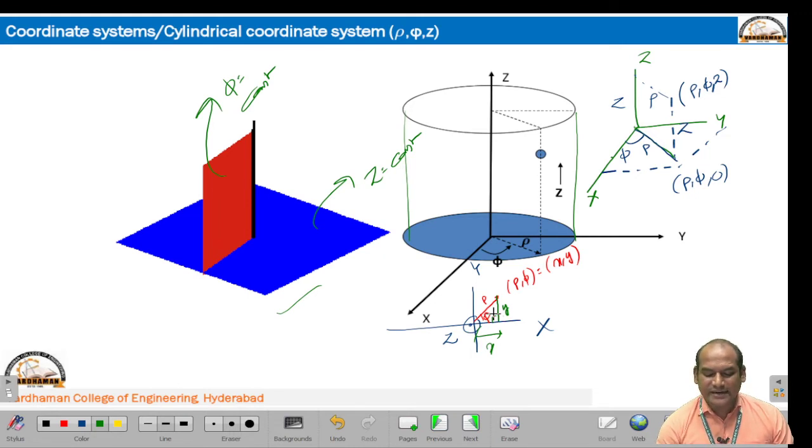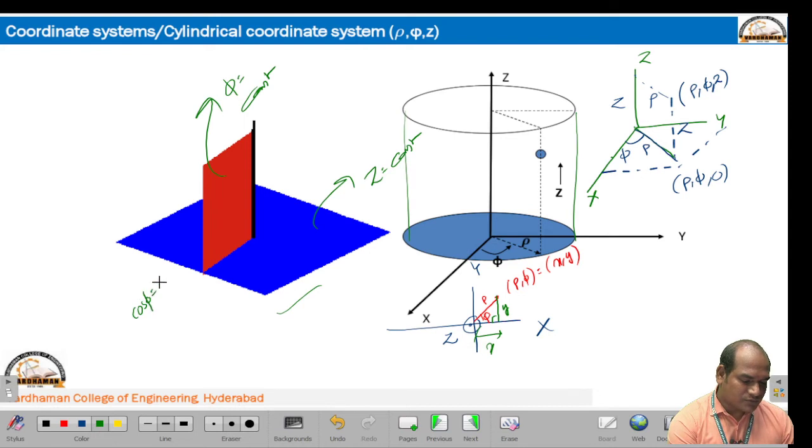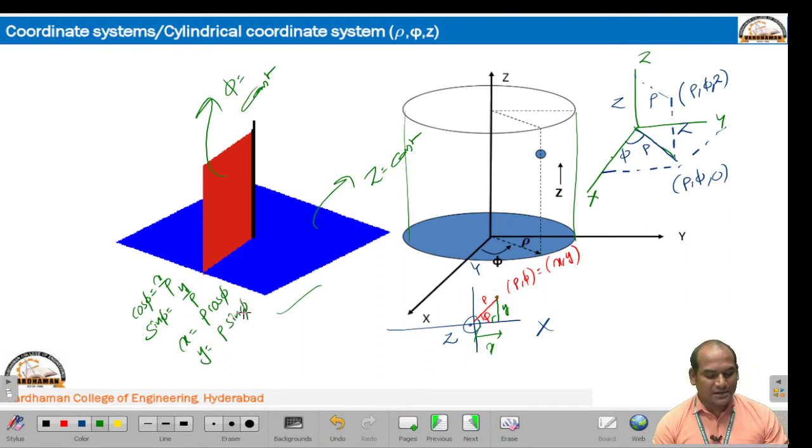Because it is a right angle triangle, we can apply the trigonometric functions. So, here you can apply cos phi is equal to x by rho, x is the adjacent side, rho is the hypotenuse, sin phi is equal to y by rho. So, you can write from here x is equal to rho cos phi, y is equal to rho sin phi. So, if you have rho phi, you can calculate x y like this.